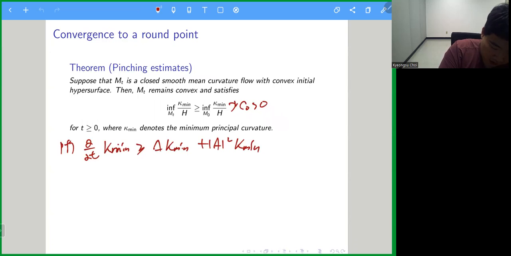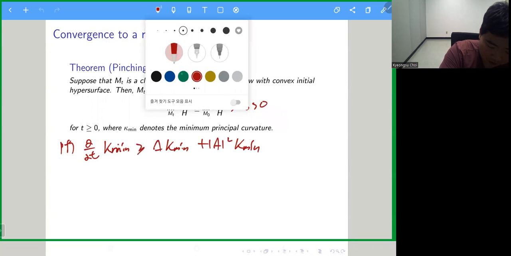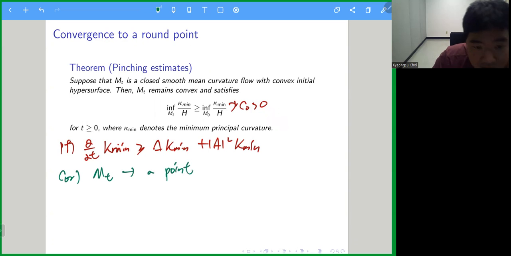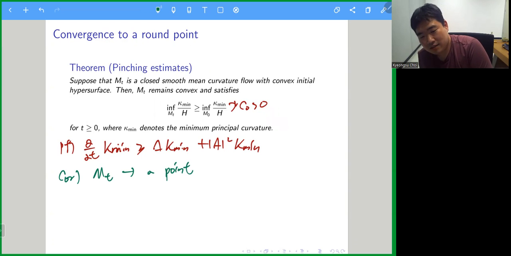And there is a nice application of this pinching estimate. This is the so-called pinching estimate. And in that case, MT converges to a point. Okay, so this is convex. So when it disappears, it must disappear in a point or a line segment or some plane segment, whatever, because the limit must be convex.